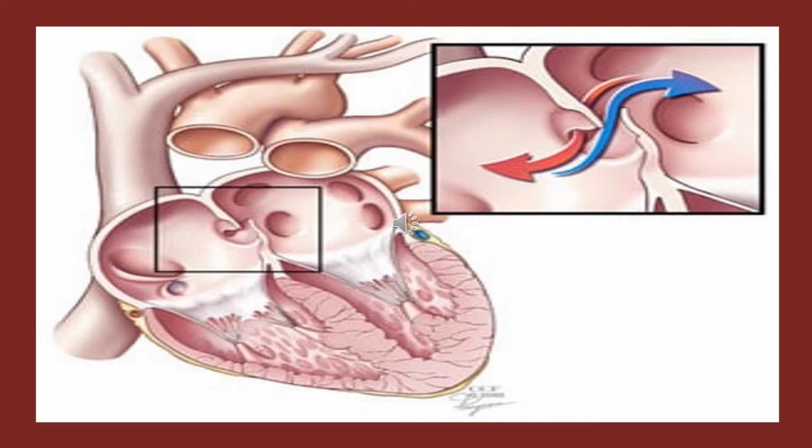In this picture, you can clearly see the foramen ovale present in the septum between the right and left atrium, and the blood crossing through the foramen ovale.